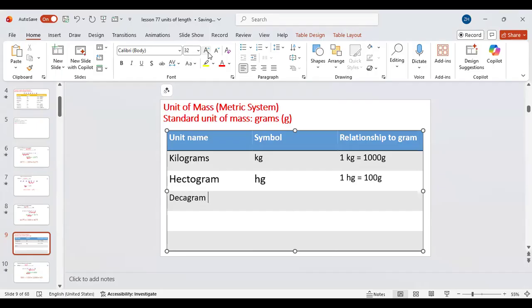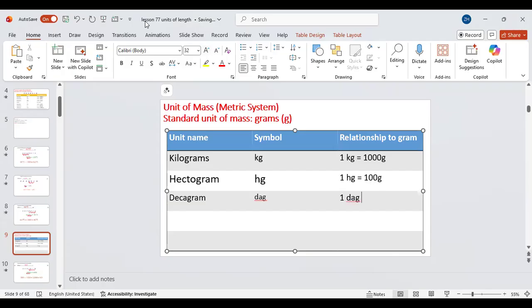Very good. Decagram. And how do we write that? DAG. DAG, yeah. So DAG, one.